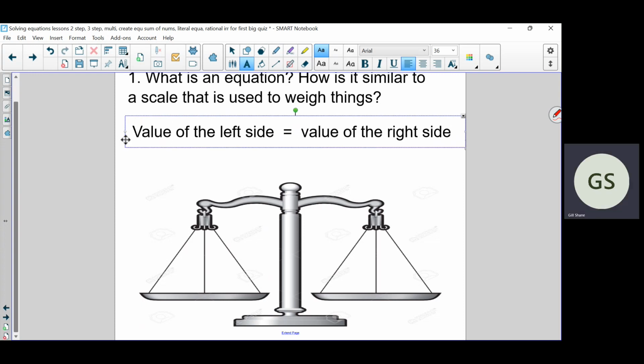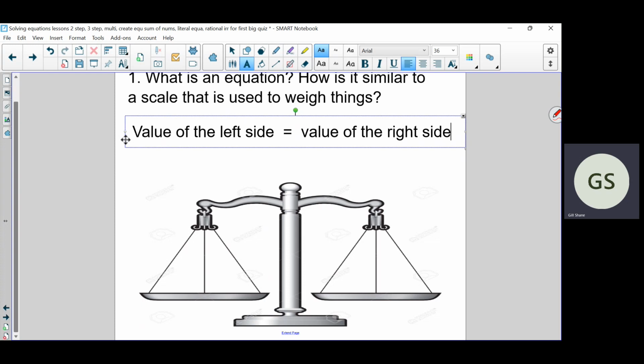Okay. Value of the left side, and again, value just means do the math. Add up all the numbers. Now, if there are variables in it, you can't add them up and find out what the value is, but it still is equal on both sides. We just don't know what that value is yet because there's a variable.